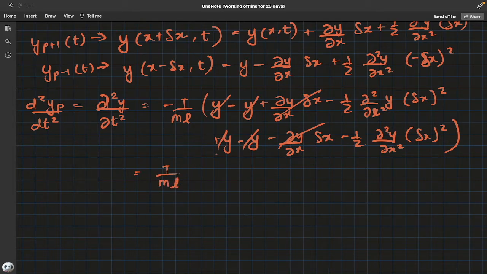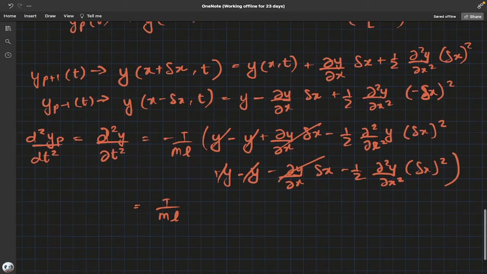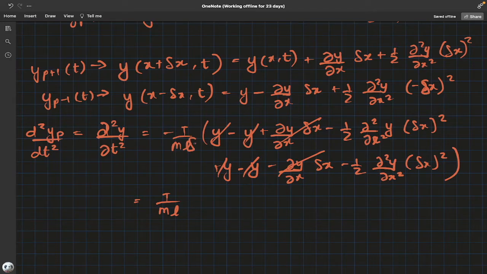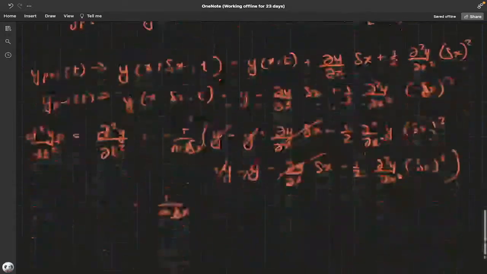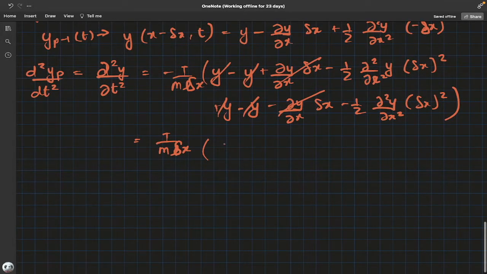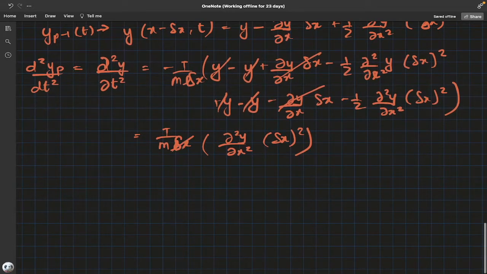T over ml. You know what? I would just like to change ml to this delta x because that's what we defined on top. And we have to keep the negative. Half goes away because they're adding up. Delta x squared. So one of them will disappear. We have a second derivative in time. And T over m divided by delta x.